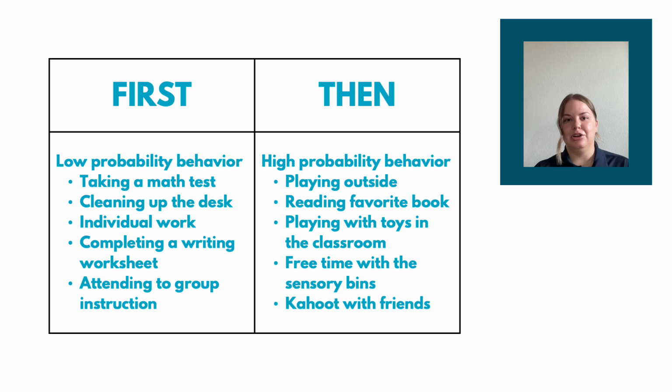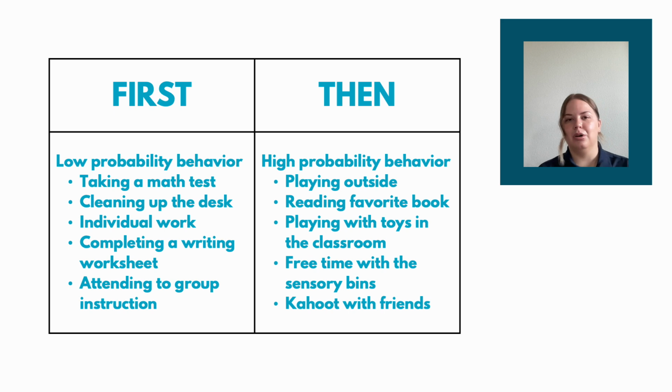So that allows us to create a first-then. And I'm sure you've heard of first-then boards or using a first-then statement. So this is when we use a low probability behavior, things that they're likely not going to be engaging in on their own, like taking a math test, cleaning up the desk, individual work, completing a writing worksheet, attending to group instruction. Again, those things that occur at a low probability. And then we are going to follow it with a high probability behavior. So things we talked about, the things that they're just engaging in at a high rate when they can. So maybe that's playing outside, reading their favorite book, playing with toys in the classroom, free time with the sensory bins, Kahoot with friends.